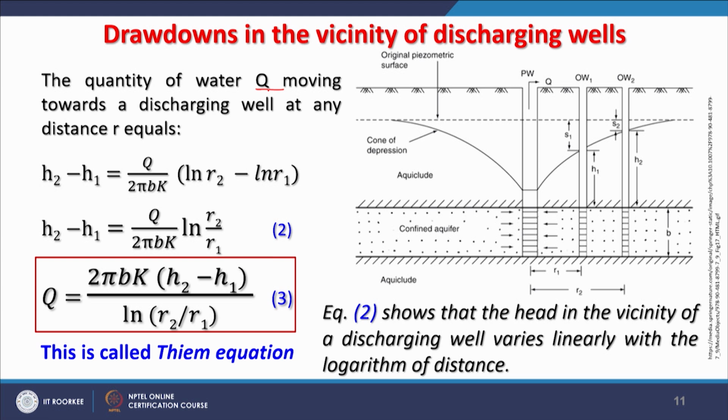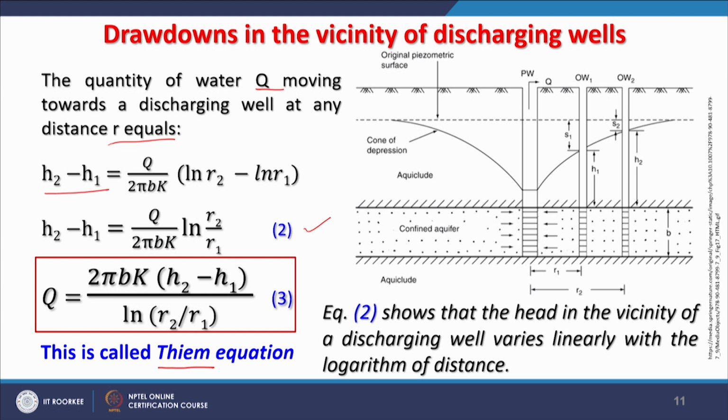So, here now further, the quantity of water which we started with, that is the Q moving towards a discharging well at a distance of r, can be written as H2 minus H1 equal to Q upon 2 pi bK, and ln r2 minus ln r1. And this we can also write as H2 minus H1 equal to Q upon 2 pi bK ln r2 upon r1. So, this is an important equation, but the same equation we can rearrange to bring Q outside. So, the same equation can be written as Q equal to 2 pi bK (H2 minus H1) upon ln r2 upon r1, and this equation is also called the Thiem equation.